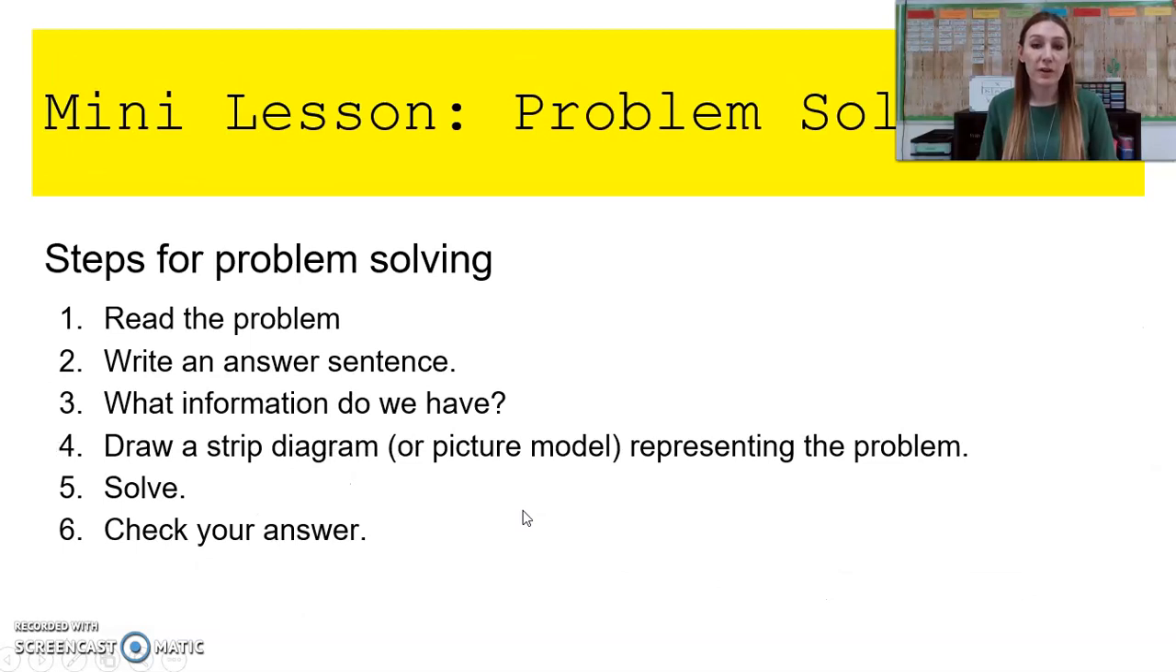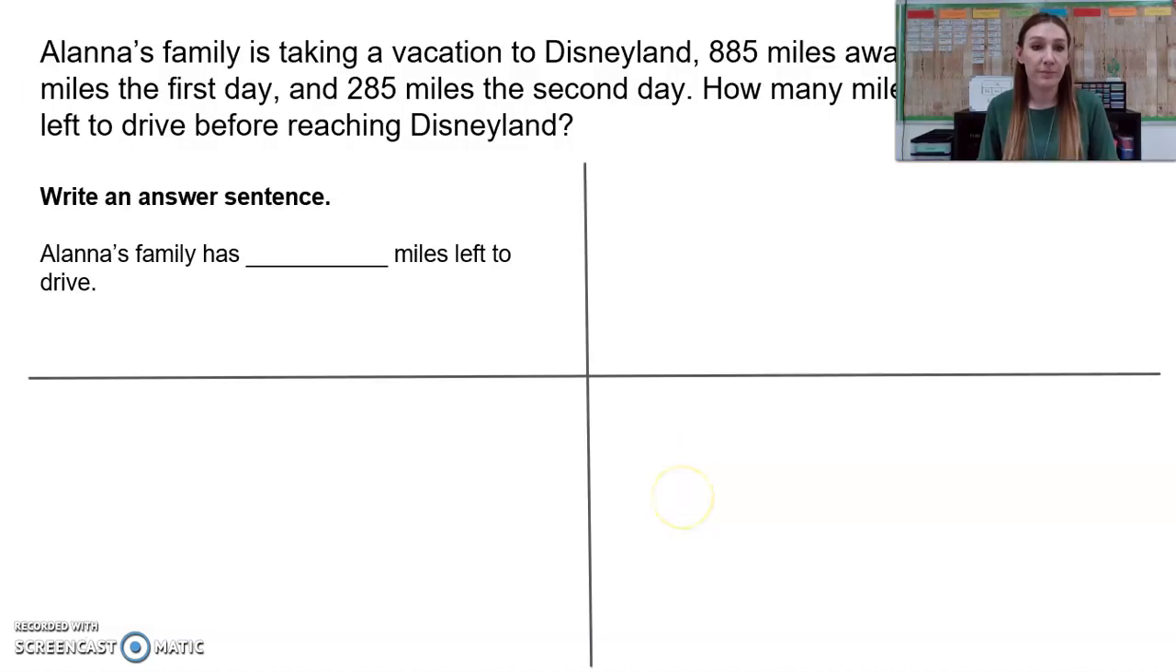So let's go through and do some word problems using this problem-solving strategy. Our steps for problem solving are to read the problem. We're then going to write an answer sentence. We're going to find out what information we're given in our problem. What do we know? Then we're going to draw a strip diagram or a picture model representing the problem. We'll solve and check our answers.